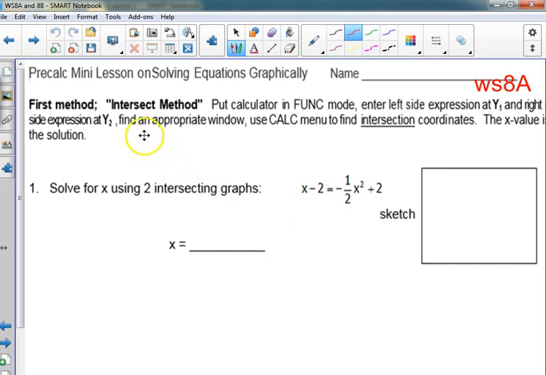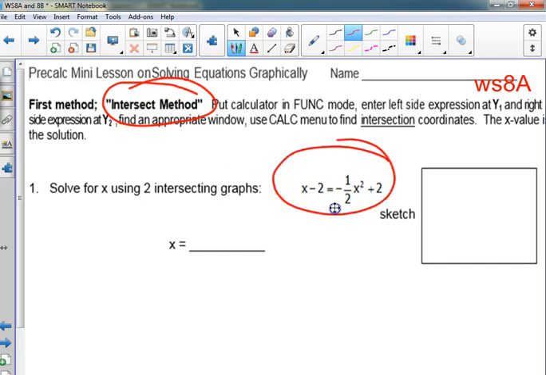The first method that I have demonstrated here is called the intersect method. That's if you were solving this equation right here. What is the left side of this if I were to graph it, guys? Y equals x minus 2? No, y equals x minus 2 would graph as a line. Y equals 1/2 x squared plus 2 would graph as a parabola because it has an x squared.